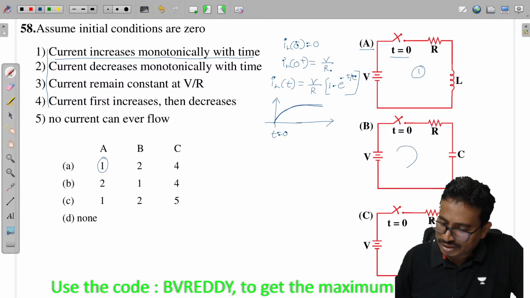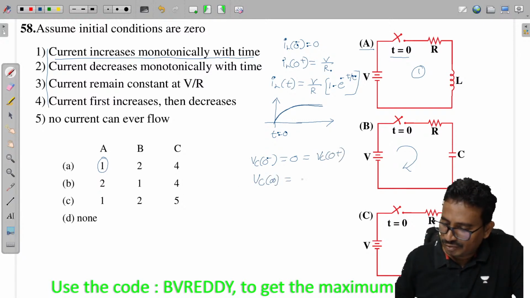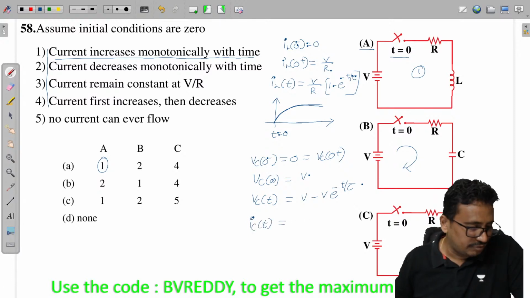Second case: find this current expression. VC of 0 minus is equal to 0, which is also equal to VC of 0 plus. Next, VC of infinity is equal to V. So VC of t is V into (1 minus e power minus t by tau). We need the current, so I is equal to C into dV by dt. So what do I get?